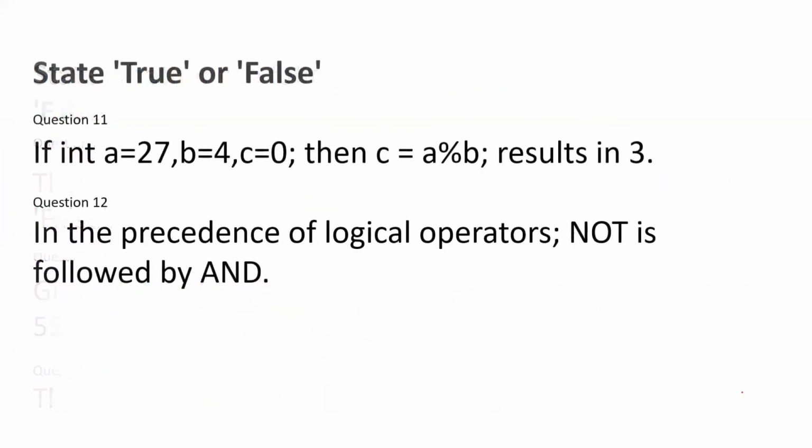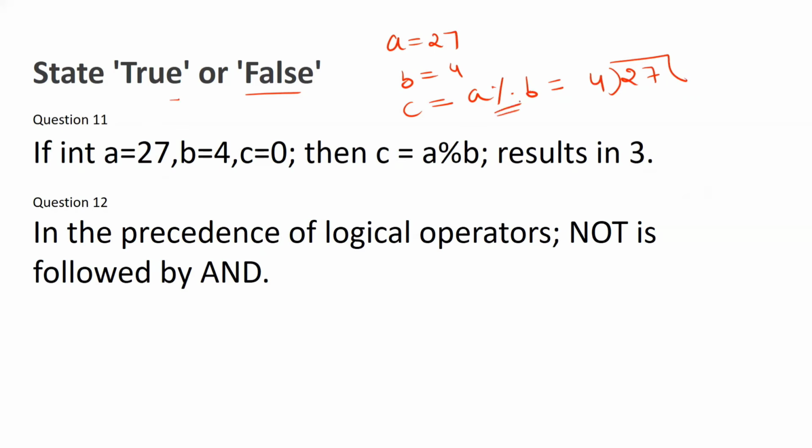Moving forward with the next question. In this also we have to state whether it is true or false. Question number 11. So guys, the value of a is 27, the value of b is 4, and we have to solve this particular expression. So 27 modulus 4. The modulus operator gives you the remainder. 4 6 24, and we are getting the remainder as 3. So they are telling that c equal to a modulus b results in 3. Then yes, this particular statement is true, as we are also getting 3.